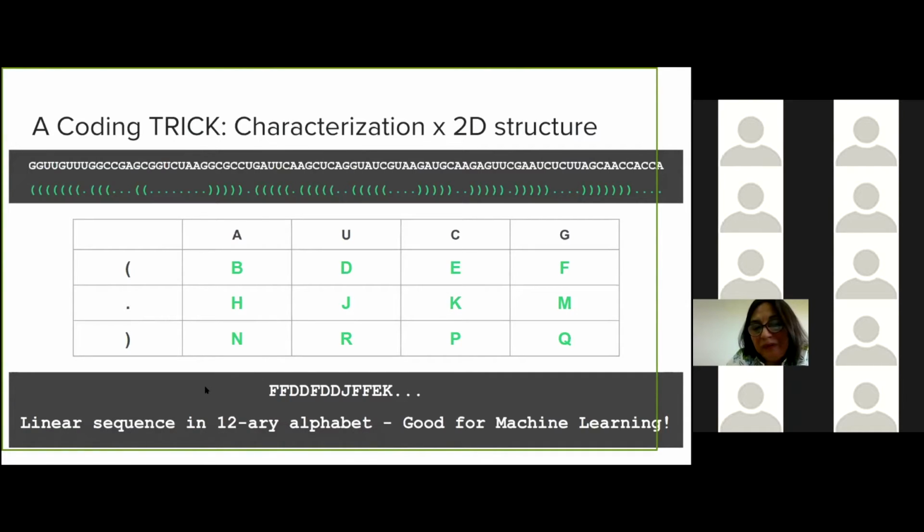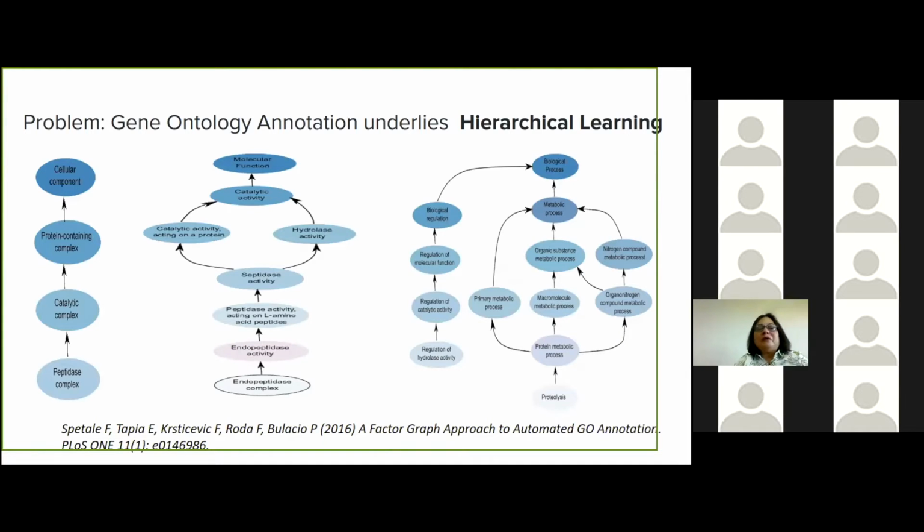And this is good news, because in this way we can use standard methods we already know for machine learning purposes. So this is the first step. And the next problem is, how can we infer the annotation? It happens that the annotation of these molecules is not simple, in the sense that the concepts for the definition of their functionality are actually modeled by a Gene Ontology.